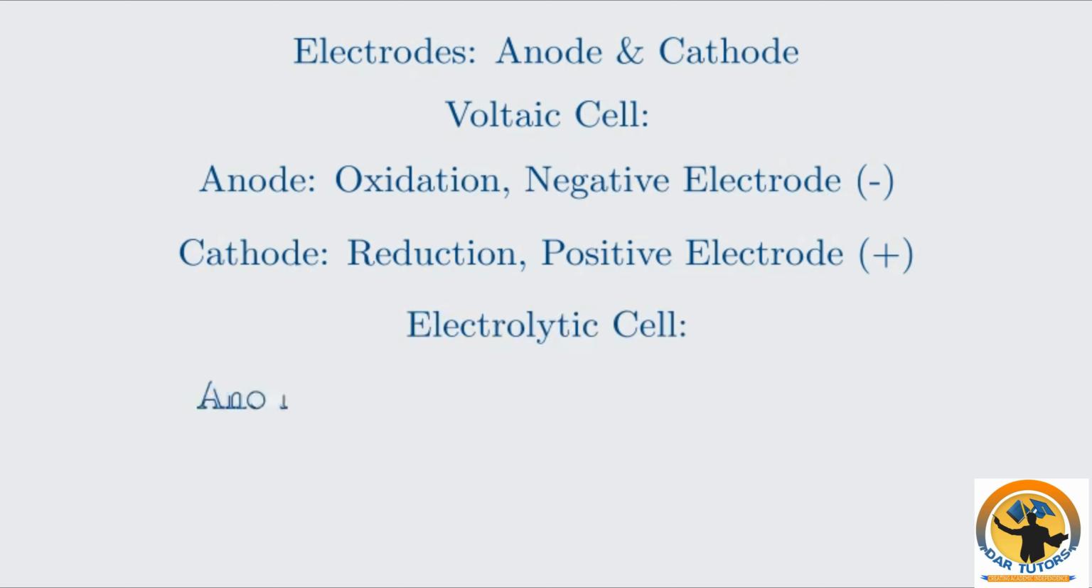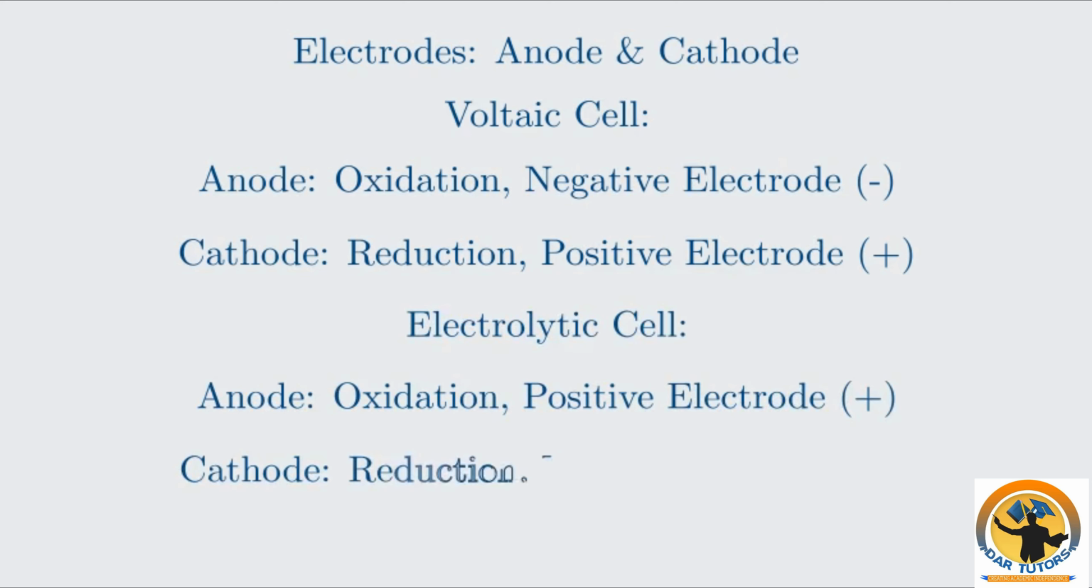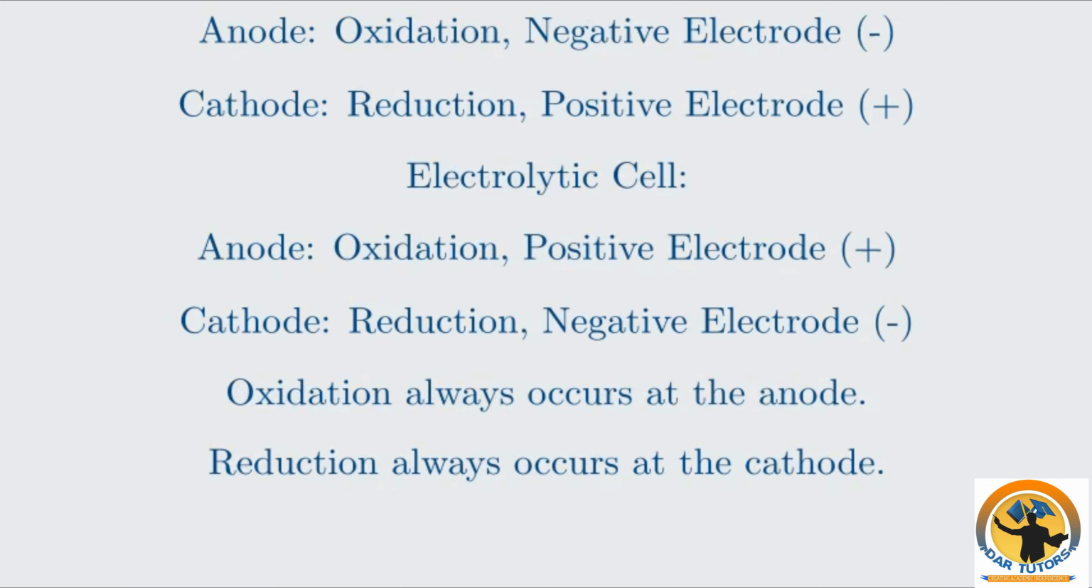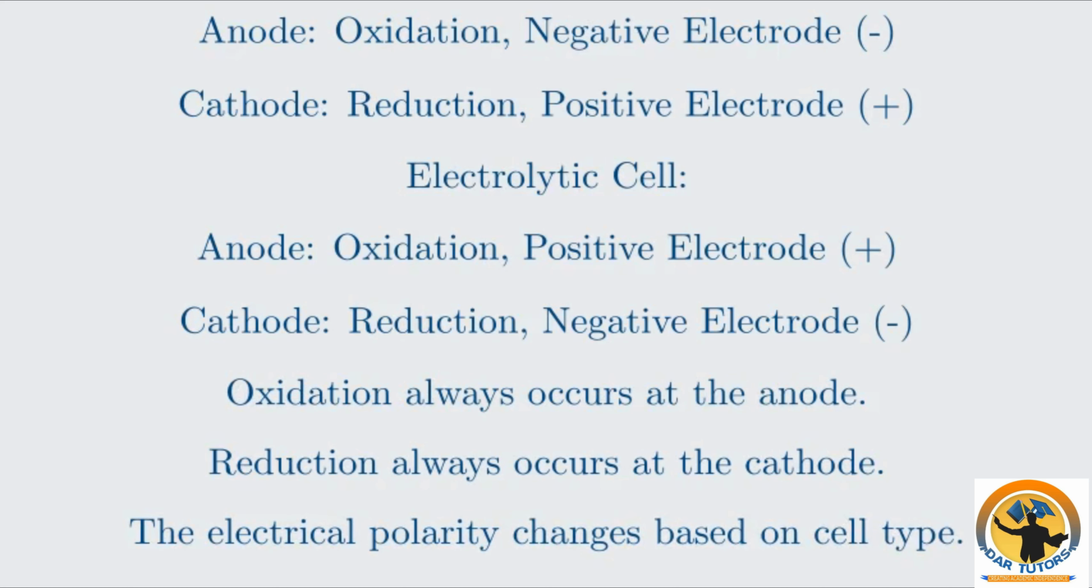Now, let's reverse that for an electrolytic cell. Here, the anode is where oxidation happens, but it is the positive electrode because it's connected to the positive terminal of the power supply. The cathode is the negative electrode where reduction occurs. So remember, oxidation always occurs at the anode, and reduction always occurs at the cathode, regardless of the cell type. What changes is their electrical polarity, which is determined by whether the cell is producing or consuming electrical energy.